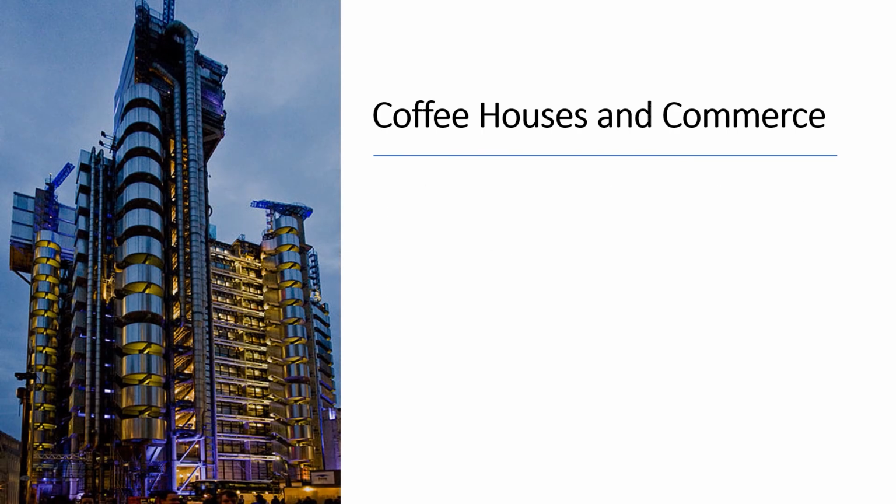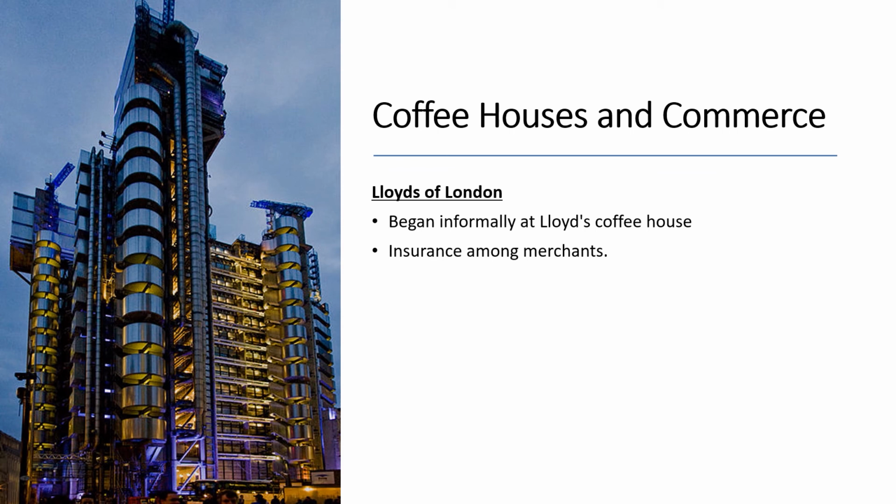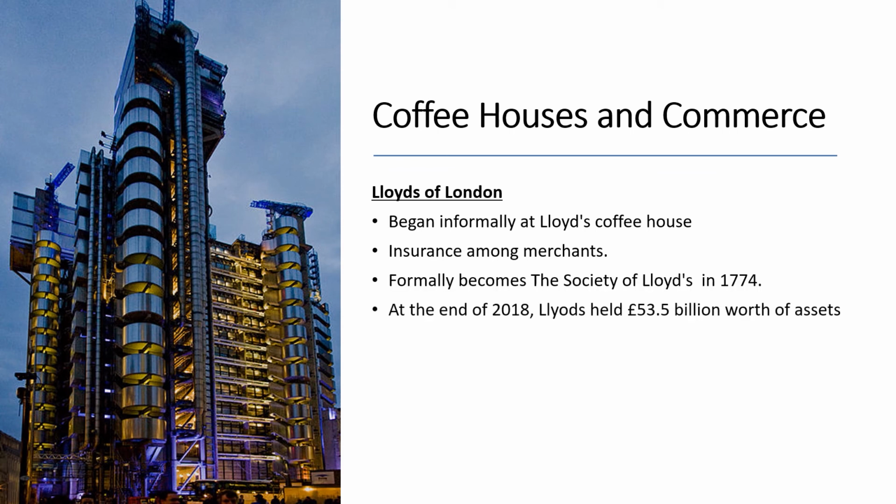So Lloyd's Coffee House is still around. It's now known as Lloyds of London. What had begun informally at Lloyd's Coffee House as insurance amongst merchants formally became the Society of Lloyds in 1774. And just to give you an example, Lloyd's is one of the biggest insurance companies in the world now. And in 2018, it held 53.5 billion pounds worth of assets. So they're not really in the coffee business anymore, but they still exist. Lloyds of London, if you were in the UK, you'd know all about it. I mean, it's huge. It's the big insurance company. It begins in a coffee house. And in fact, the very concept of insurance, so when you're paying your car insurance or whatever other insurance you have, that idea began in a coffee house.